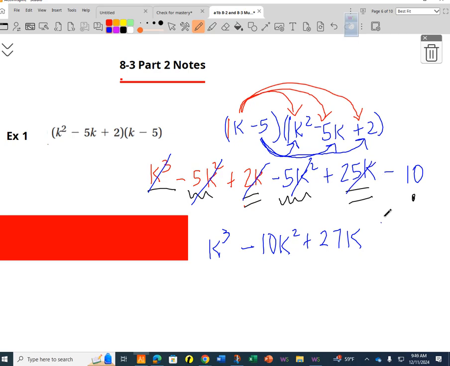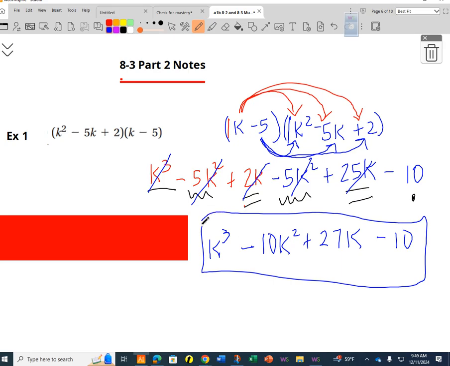27k. And if you have a bunch of terms, it's always a good idea to cross them out, make sure you include them in your answer, bring down the 10. Nothing else to combine. It is in order from greatest degree to least degree. Remember, this has a degree of 0, right? And that will be your final answer. So really very similar, just one extra term.